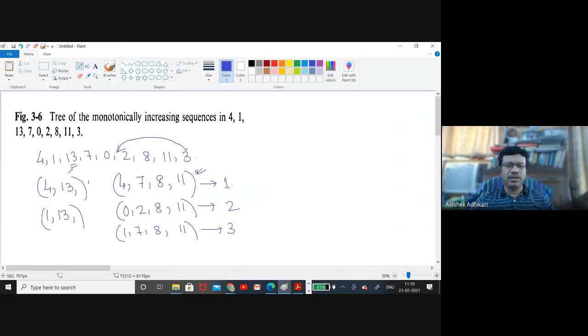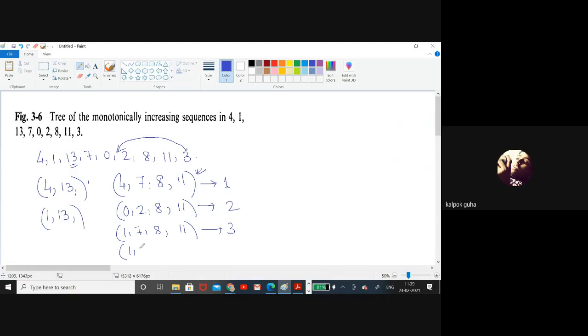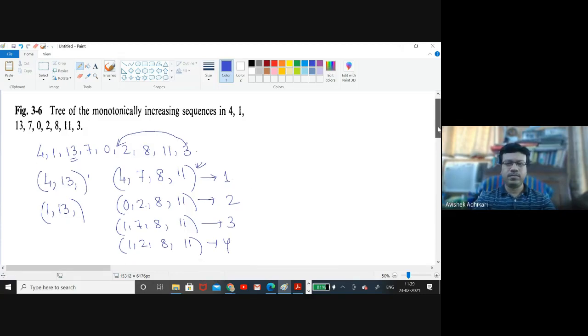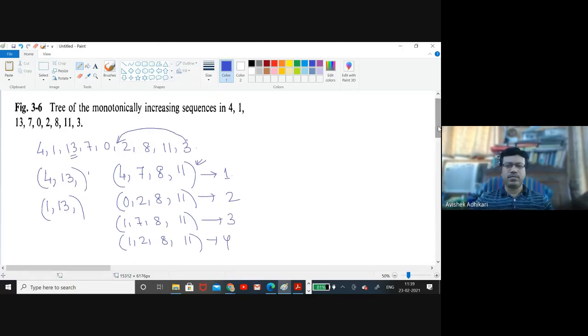1, 2, 8, 11. Very good. So this is the fourth. Anything else? Okay, so now you can understand that here we have how many integers?